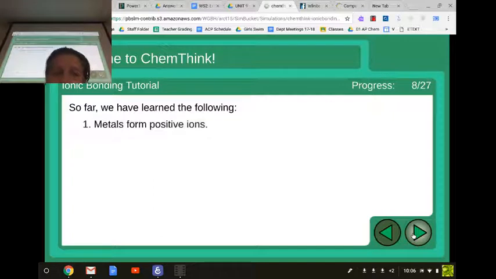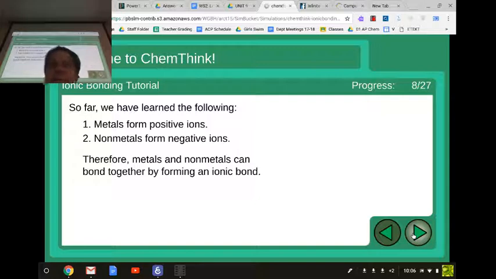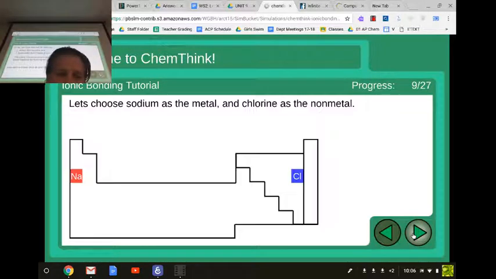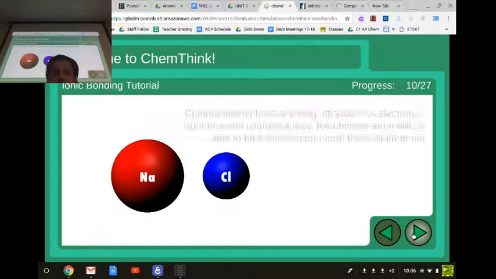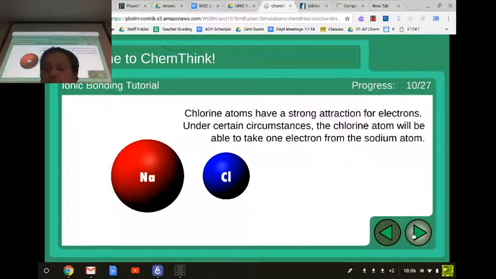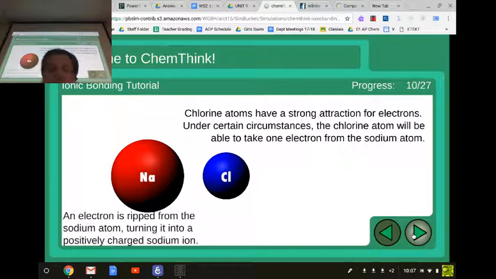So far, we've learned that metals make positive ions, nonmetals make negative ions, and metals and nonmetals can bond together by forming an ionic bond. Now, what does an ionic bond look like? If we start with sodium and chlorine, a metal, which is sodium, and chlorine, which is a nonmetal, the chlorine atoms have a strong attraction for electrons because they're nonmetals. They want electrons. Under certain circumstances, the chlorine atom will grab an electron from a sodium atom, and that would look something like this.